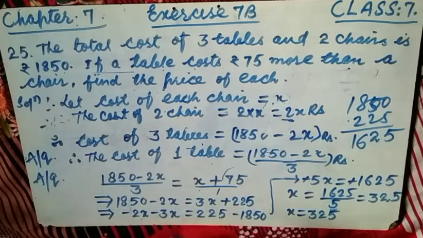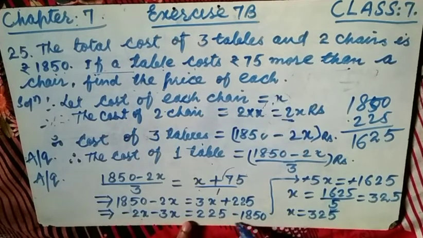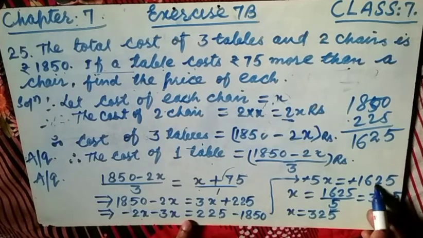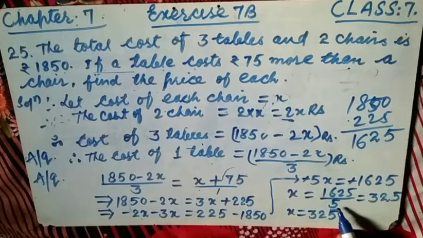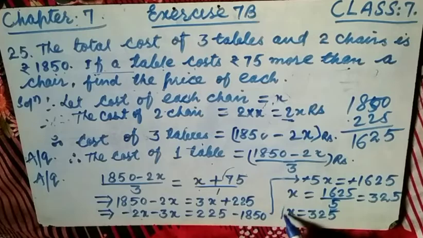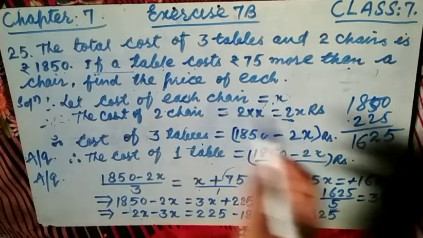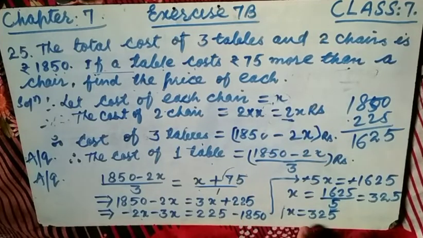Now we will bring this 1850 to the right hand side with the negative sign. Both negative signs mean add and put the negative value. Here the subtraction becomes minus 1625. This is 5X. Now X is equal to this divided by 5. We will get cancelled by 5, quotient 325. Hence X is equal to 325. X is the cost of each chair. So the one answer is here: the cost of each chair is 325 rupees.